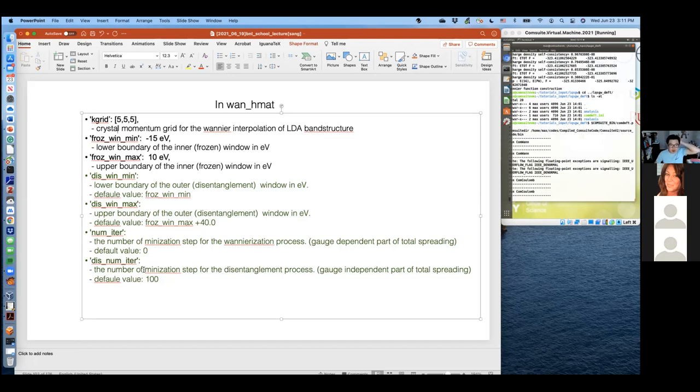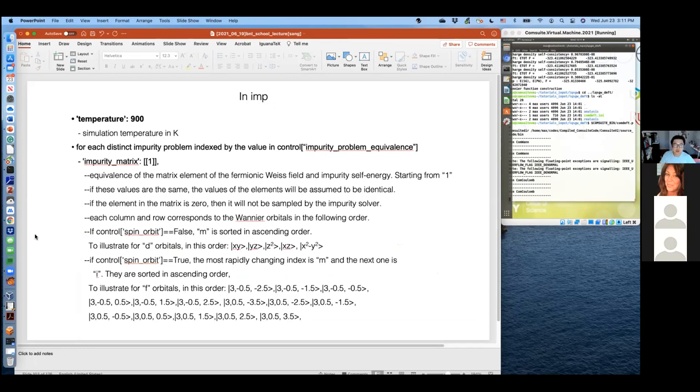There are other keys, but they will be set up by default. And for the impurity key, it will be the same. The important parameter is the temperature in Kelvin. Usually 300 is the normal choice, but for this particular run, I picked 900 for faster convergence. And we can provide the equivalence information between impurity orbitals, but in this case, because we have only an S orbital, just one will be enough.